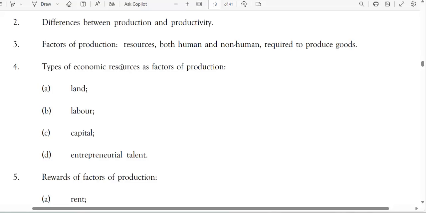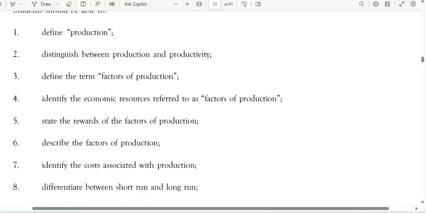So the four factors of production are land, labor, entrepreneurship, and capital. Now, we're going to look at the types of economic resources as factors of production. And I think this objective basically relates to number three where we define the term. We were just supposed to define the term factors of production.